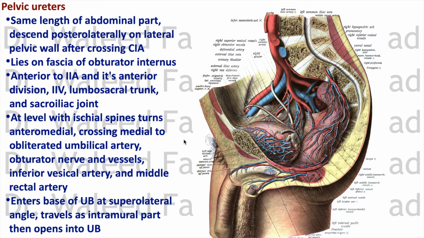Once they cross the sacroiliac joint or the common iliac artery, which is anterior to the sacroiliac joint, they are in the pelvis now, and they have the same length as the abdominal part. They descend on the lateral pelvic wall after crossing the common iliac artery. They lie on the fascia of the obturator internus, as you can see here, in front of the internal iliac artery, vein, the lumbosacral trunk, and the sacroiliac joint. And then at the level of the ischial spines, as you see here, they turn anteromedially.